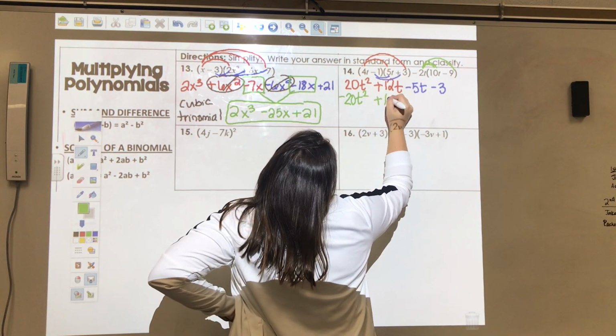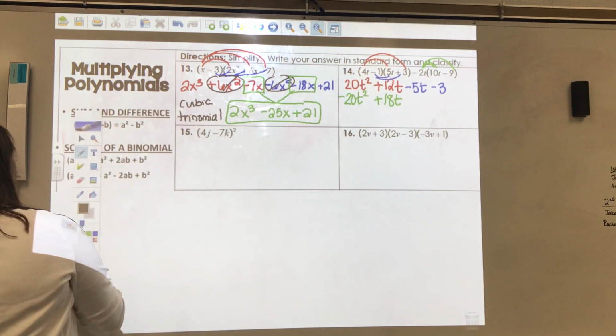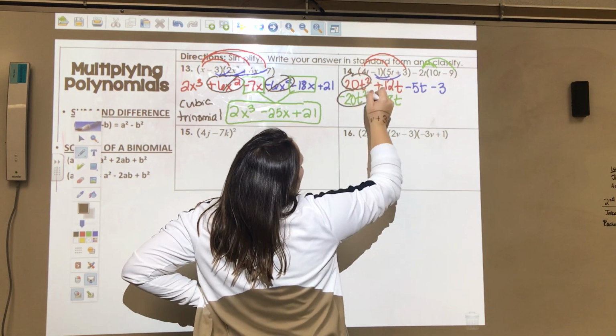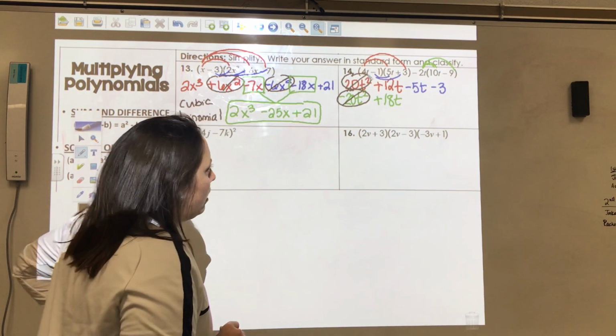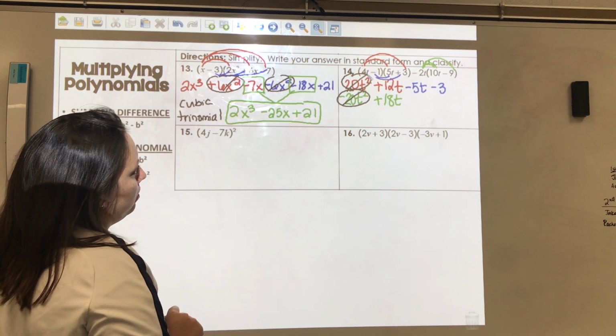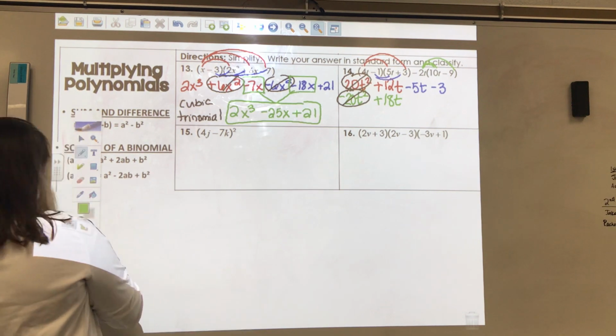So positive 18t. Okay, so let's see, what can we combine? Well, we can combine our t squareds. Positive 20t squared, negative 20t squared, those cancel out. Moving on to the next one. Choose, I don't know, black, I guess.